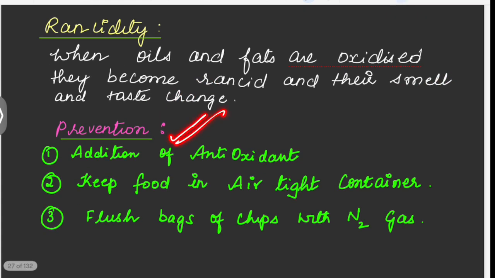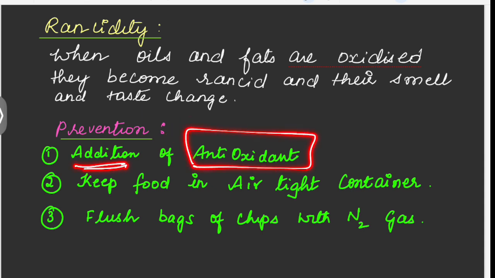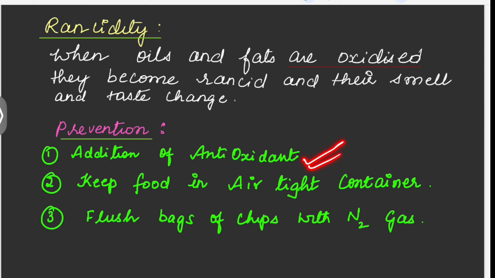So how can we prevent this rancidity? Prevention of rancidity: one is you can add antioxidant. When you add antioxidant, it prevents oxidation, so oil and fat will never undergo oxidation. That is one method. Second is, keep the food in an airtight container. When you keep it in an airtight container, it will not react with oxygen, so rancidity can be prevented. Third is, flush bags of chips with nitrogen gas. Usually you will see nitrogen gas is flushed so that it prevents the oxidation process. So these are the three methods you can use.